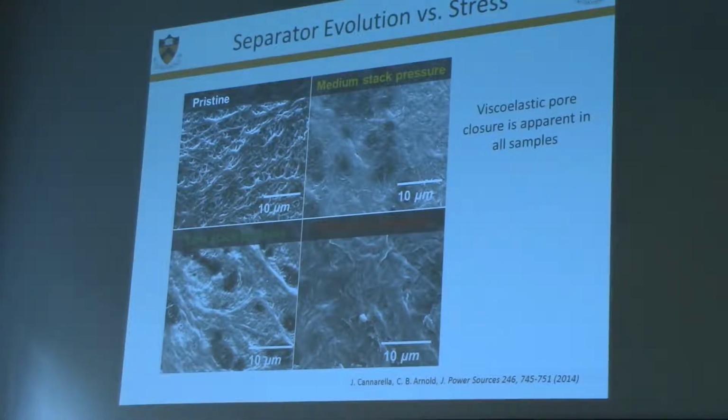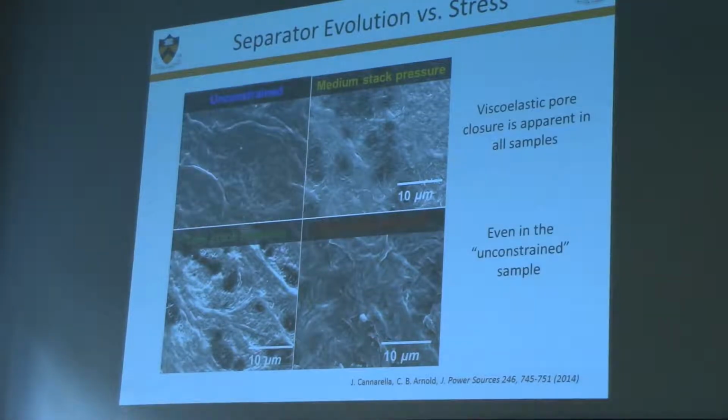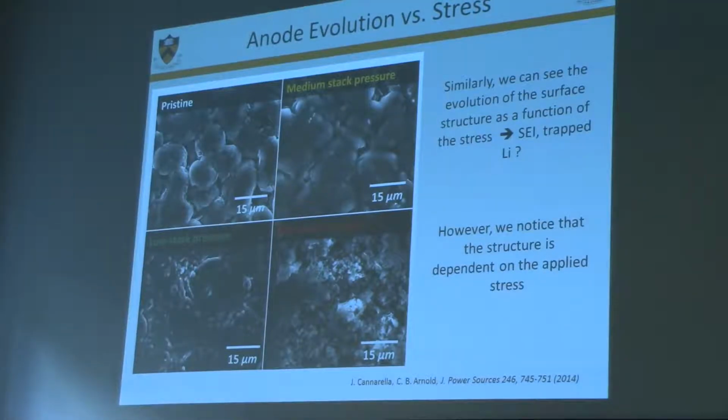Data point number 2, let's look at the separator. So we go stick it in the SEM. This is what a pristine separator looks like. And as I look at the different stress states, I see that really these pores are definitely closed, right? I mean, we can all agree that that's pretty closed up. You know, this is closed a little bit, this one's closed a little less. I can still see some open pores over here. But generally, I think we can agree that it looks like there's some permanent deformation. So viscoelastic pore closure is clearly a mechanism here. Even in the unconstrained sample, we can see that.